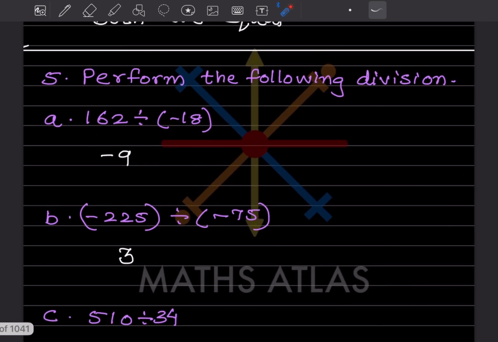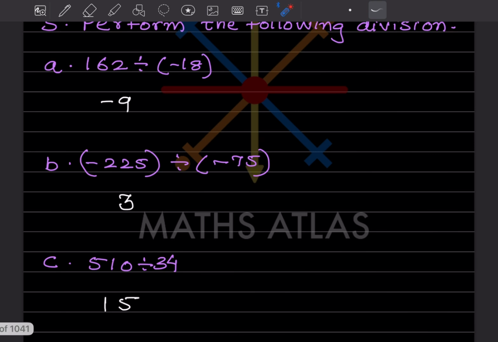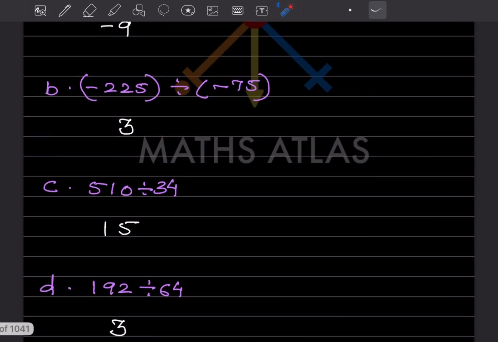Here we have to perform the following division. So 162, if you divide it by 18, you get 9. Which is minus here, so minus 9 is the answer. Here, first, let us see, minus minus becomes plus. 225 divided by 75, that is going to be 3. 510, if you divide by 34, that is going to be 15. You can divide and see.